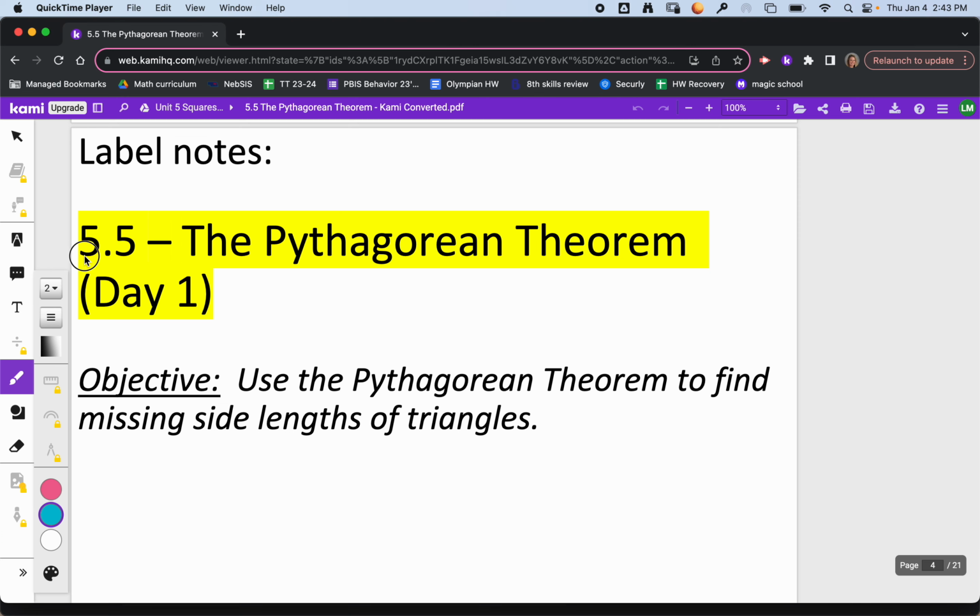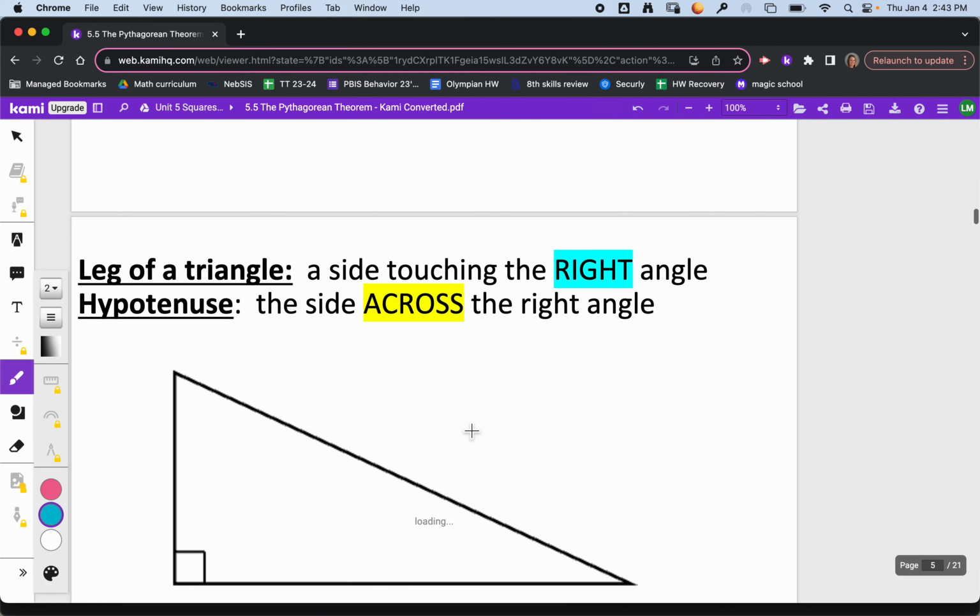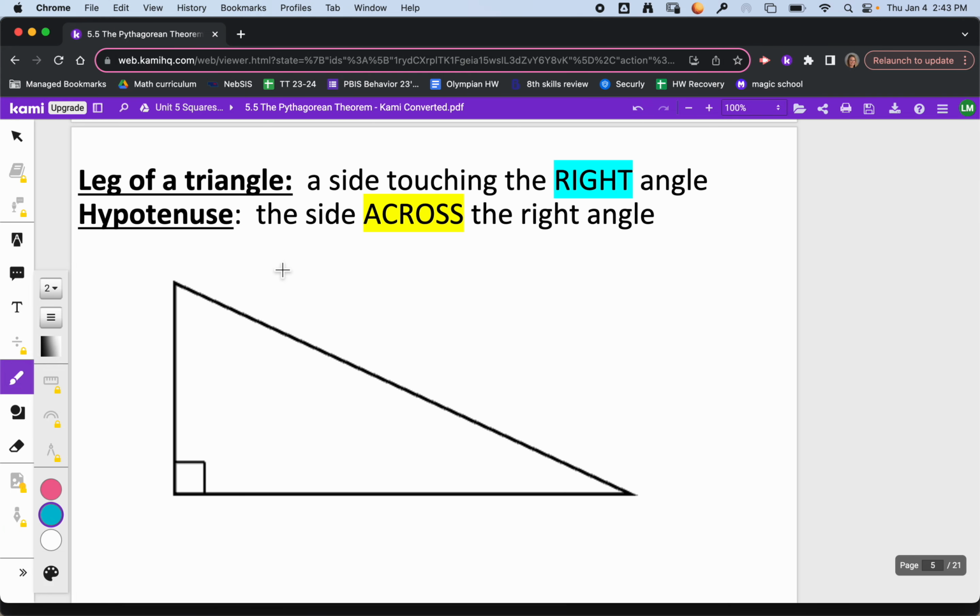Today we're going to be looking at lesson 5.5 of the Pythagorean Theorem, and what we're going to be able to do is learn what the Pythagorean Theorem is and be able to find missing side lengths of triangles. First thing we need to know are what are legs and hypotenuses.